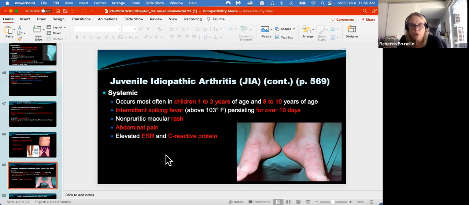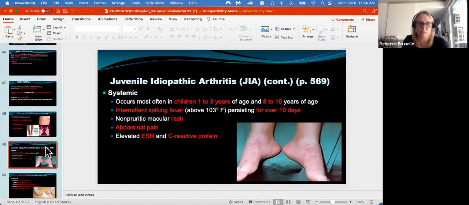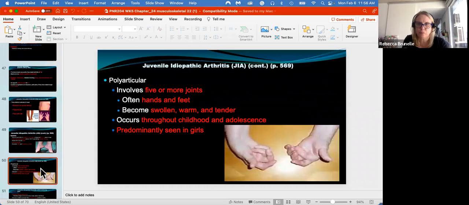So usually you see it associated with very high fevers, up above 103, that last for several days. It's not uncommon that they have a rash. They might also present with abdominal pain. And this is another diagnosis where you might see elevated inflammatory markers. So this is the ESR that we talked about with osteomyelitis, and C-reactive protein is another inflammatory marker. These can both be elevated in these kids.